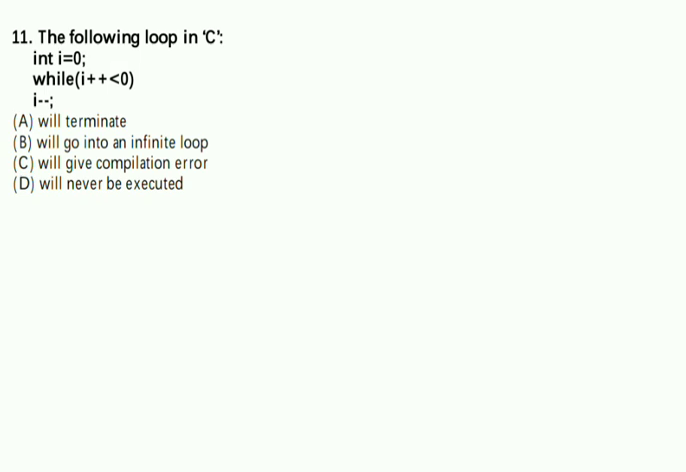First of all, we'll check this given C program here. i is given as 0 and while i post-increment is less than 0. Post-increment means that after executing this statement, we will increment the i value. So i value is 0. 0 less than 0 is false, so we come out of the while loop. After coming out of the while loop, i will increment, so the i value will become 1.